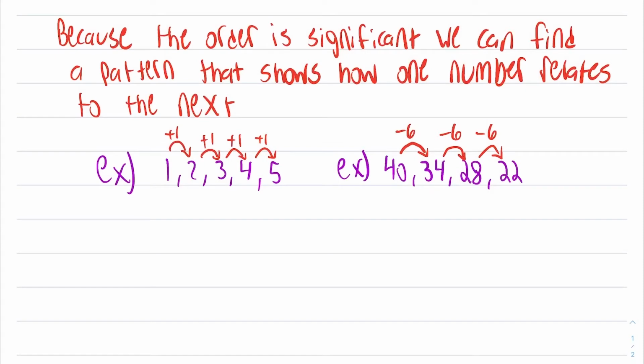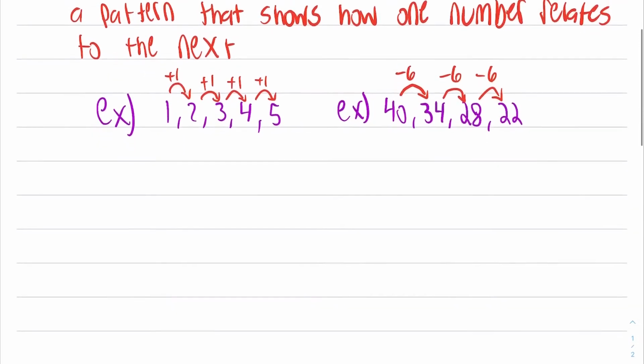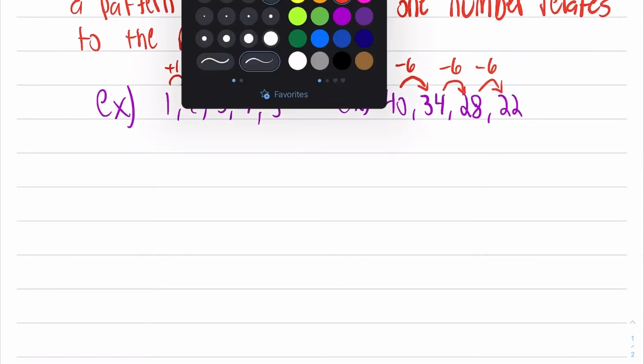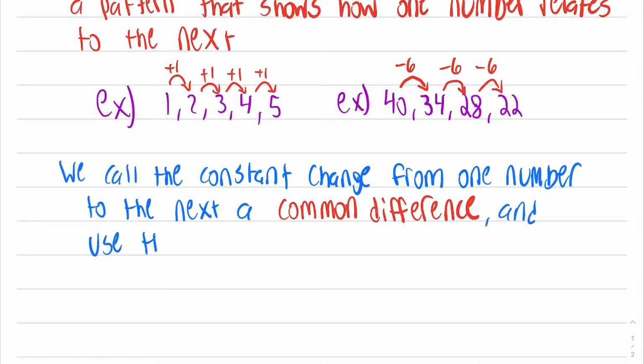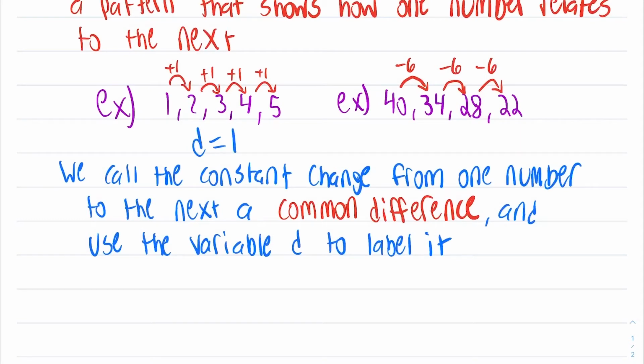Anytime that there's a pattern, and that pattern is just a constant adding or subtracting, then there's a special name for that. That constant that you add or subtract is called a common difference. We're going to use the variable d whenever we're labeling that. So for the first example, d would be equal to 1. For the second example, d would be equal to -6.